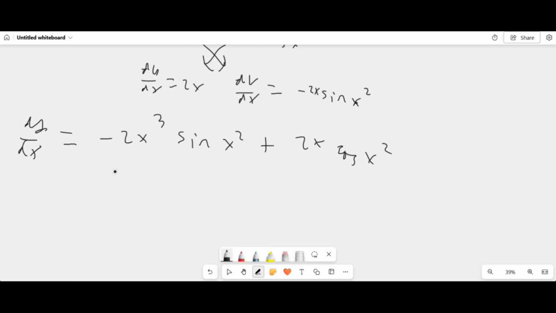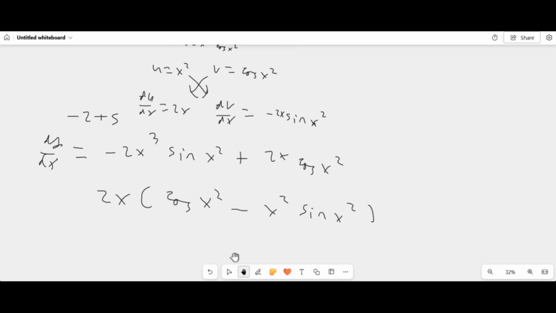Obviously, take out the 2x here and also write cos first, then minus sine. Don't write it like minus 2 plus 5; write it as 5 minus 2, not minus 2 plus 5. So cos x squared minus x squared sine x squared. The reason I've got x squared here is because I took out 2x here.